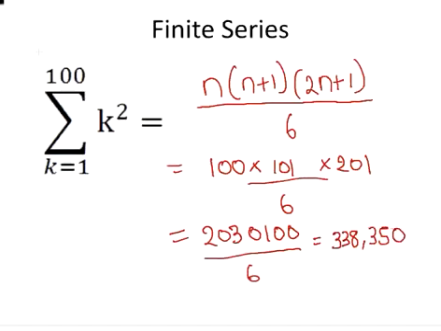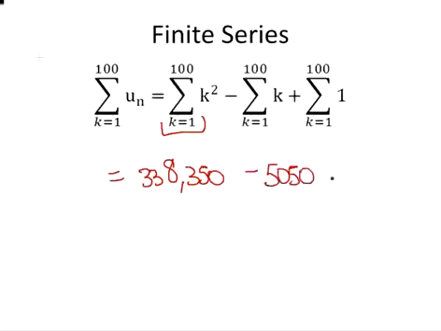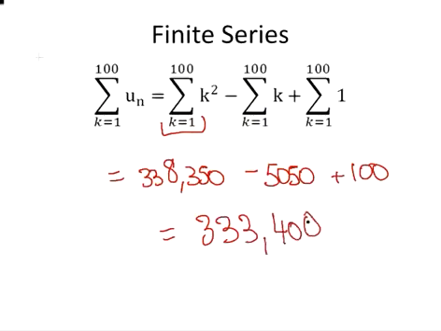So let's put this all together. We know this to be 338,350 minus 5050 plus 100. So the overall answer is 333,400. So that is the sum of the first 100 terms defined by that sequence. So that is our answer.